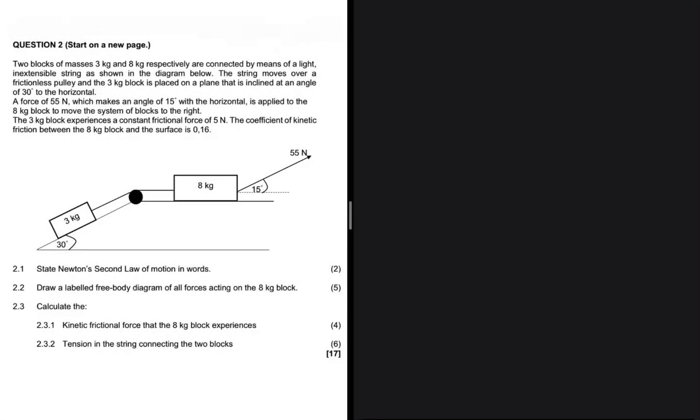You'll be surprised at the number of people who actually don't know how to state Newton's second law of motion in words. When a net force acts on an object, the object will accelerate in the direction of the net force, with an acceleration that is directly proportional to the F net and inversely proportional to the mass of the object, right? Now let's do 2.2.